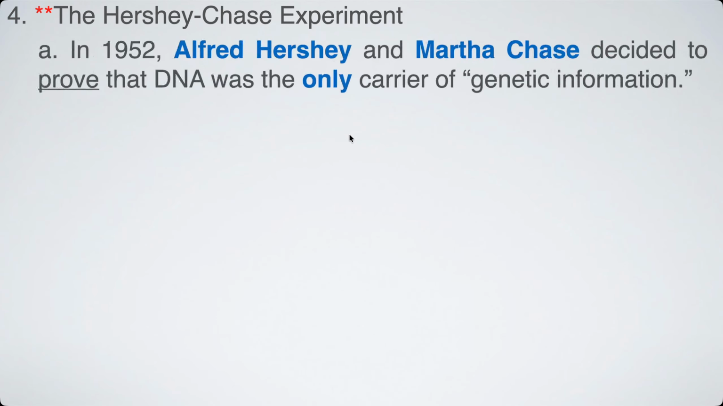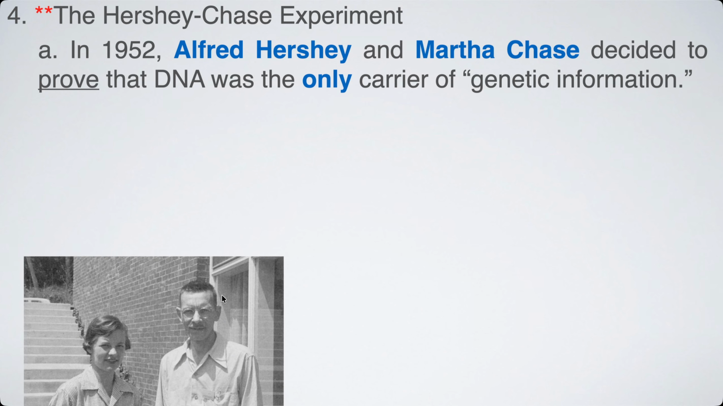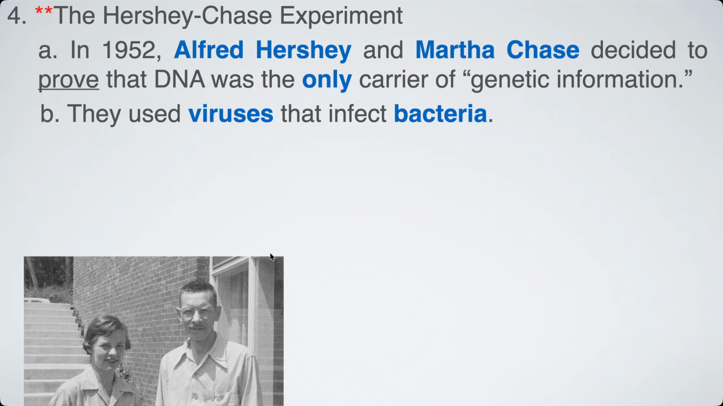Now, again, even years later, scientists aren't entirely sure whether DNA is the only thing that transmits and stores genetic information. So these two scientists, Alfred Hershey and Martha Chase, decide in the 50s to prove that DNA is the only thing that carries our genetic information. Here's a nice little picture of them. And the way that they're going to do it is not with mice. They're going to use viruses. So there are viruses called bacteriophages. They're the most populous kind of virus on Earth, and they only infect bacteria.